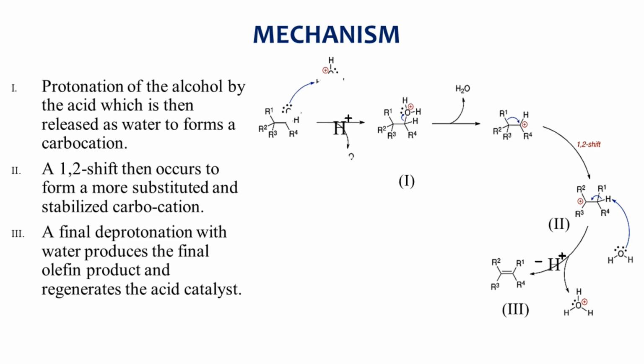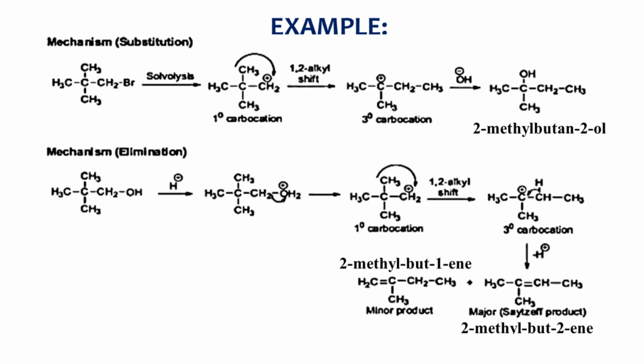The mechanism of the Wagner-Meerwein rearrangement involves the protonation of the alcohol, followed by a 1,2 shift to form a more stable carbocation, and finally deprotonation to produce the olefin and regenerate the acid catalyst. An example is the conversion of 2-methyl-butan-2-ol to 2-methyl-but-2-ene. This involves a 1,2 alkyl shift and subsequent elimination to form the final product.